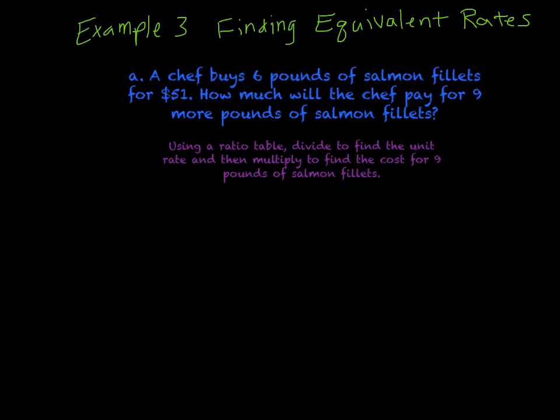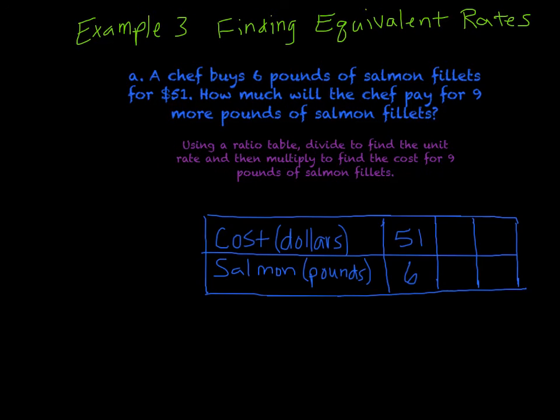So for this one, we're going to use a ratio table. We're going to divide to find the unit rate and then multiply to find the cost for 9 pounds of salmon fillets. So when you're making your ratio table, you really have to think about it. What are the two things that I'm going to be writing here? How did I get cost? How did I get salmon?